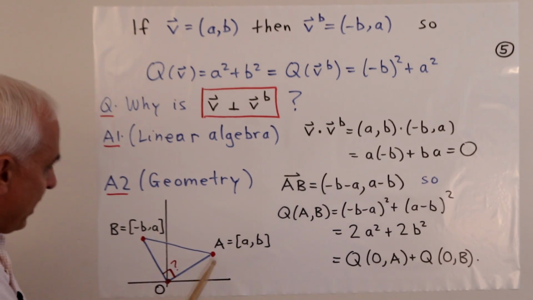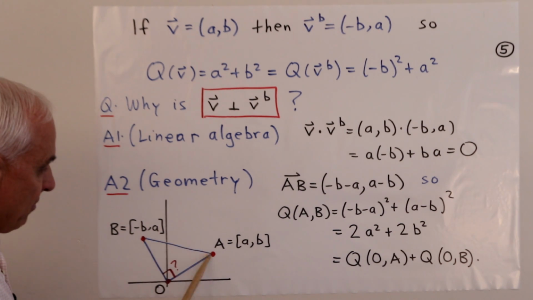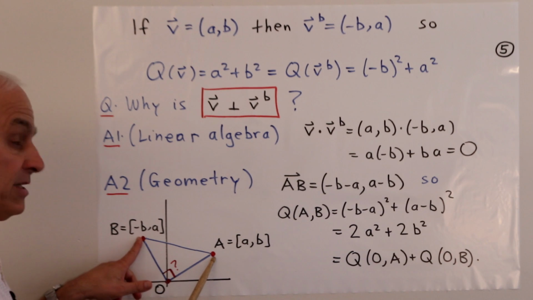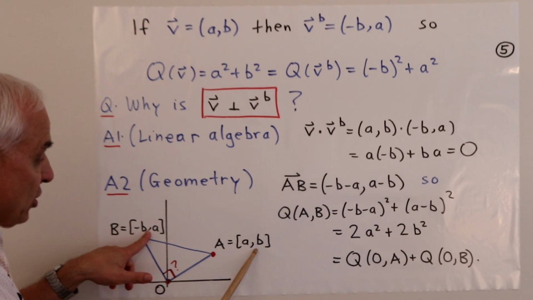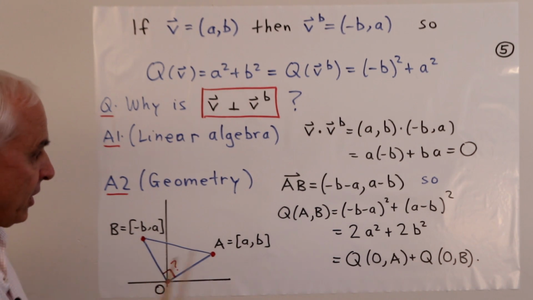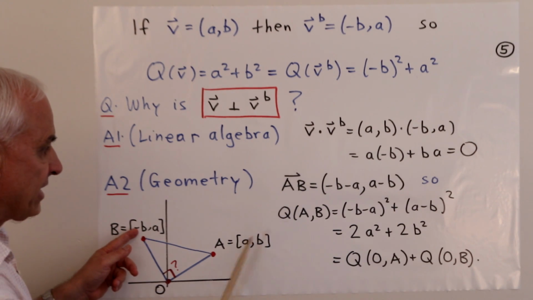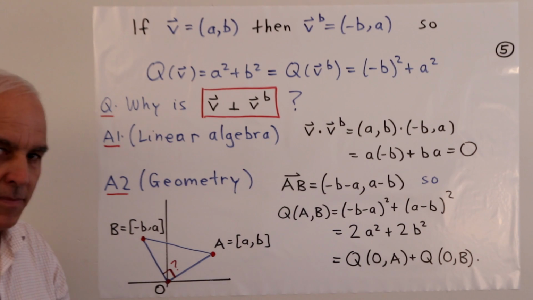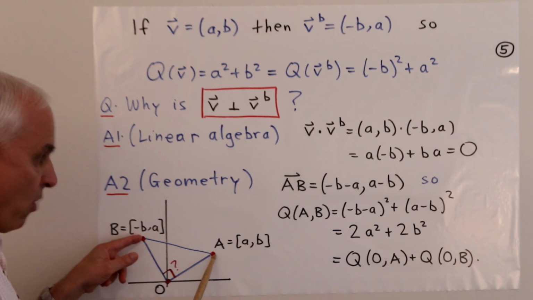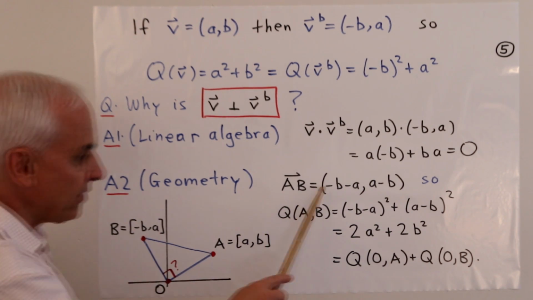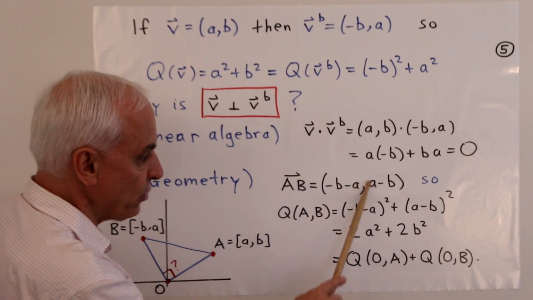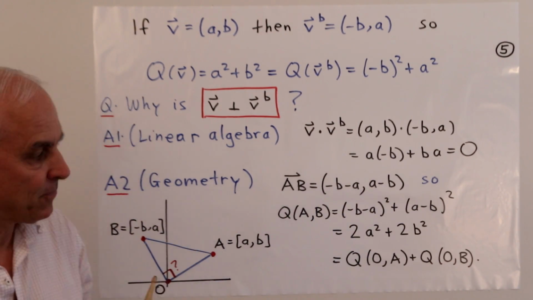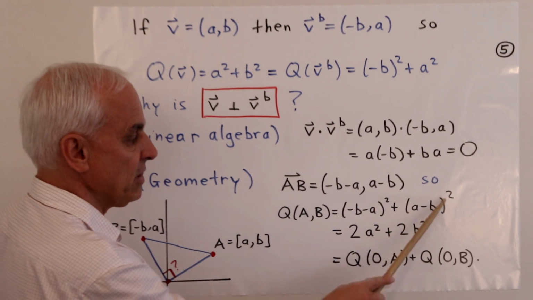Okay, so the vector joining these two points, that vector there, is obtained by taking the difference between the positions. So it'll be (-b minus a, a minus b). And if we're interested in its quadrance, we then have to take the sum of the squares of its two entries. So we get (-b minus a) squared plus (a minus b) squared.